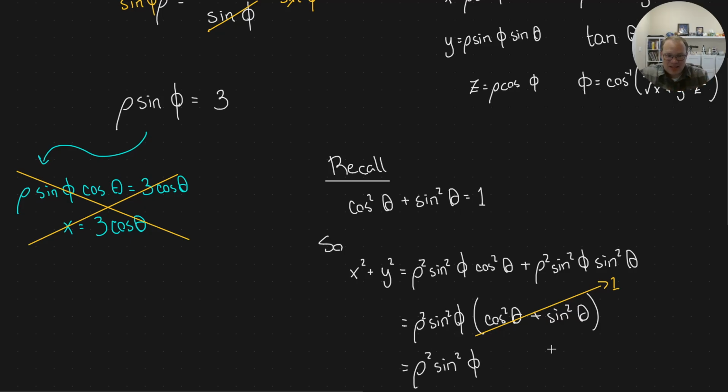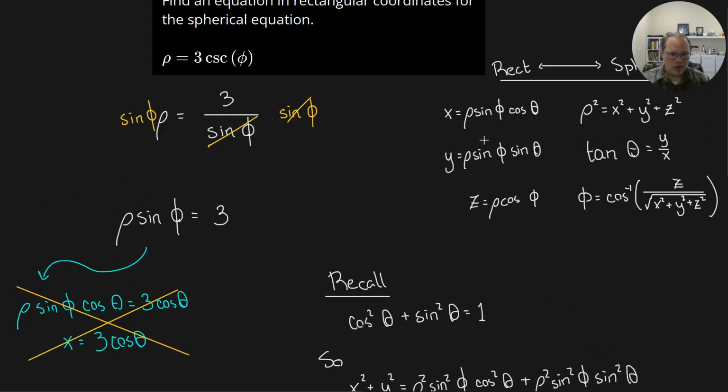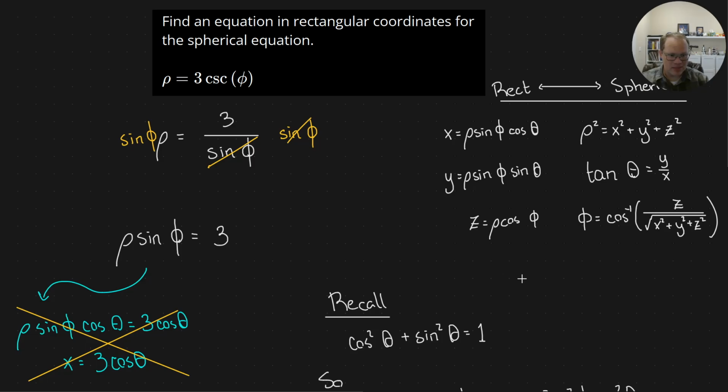And so I get something that's involving just rho and sine of phi. And that's looking very promising over here. What this amounts to is a bonus equation in our list of equations up here that is sometimes very useful. In the right situation, this bonus equation is very useful. x squared plus y squared, no z squared, is equal to rho squared sine squared phi.